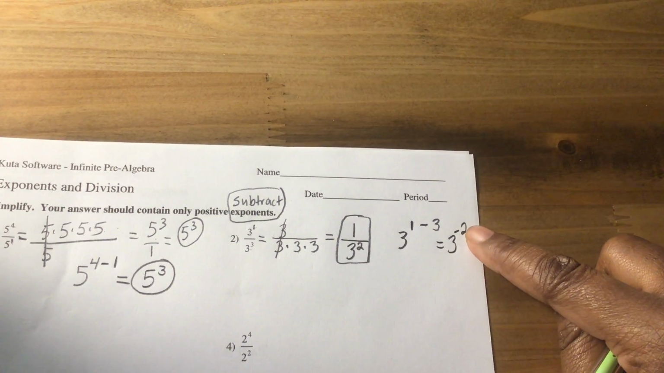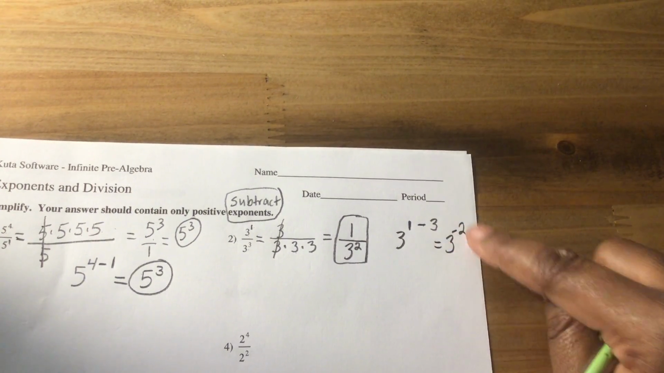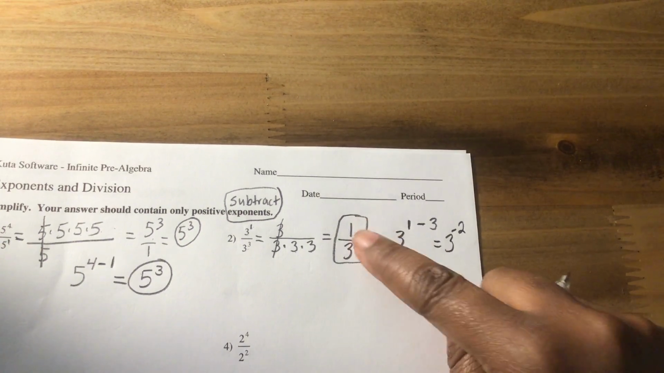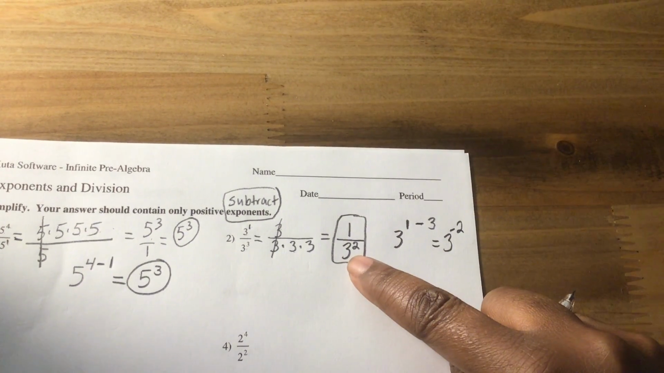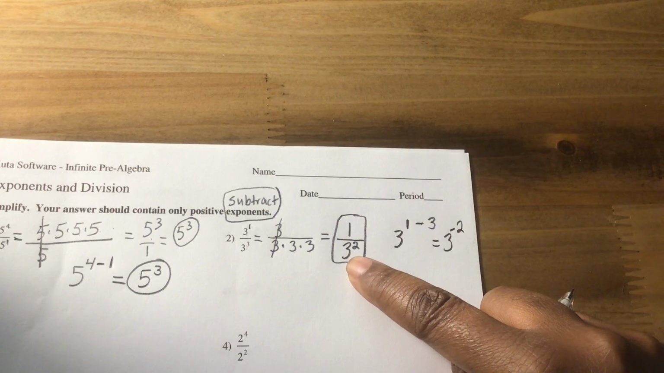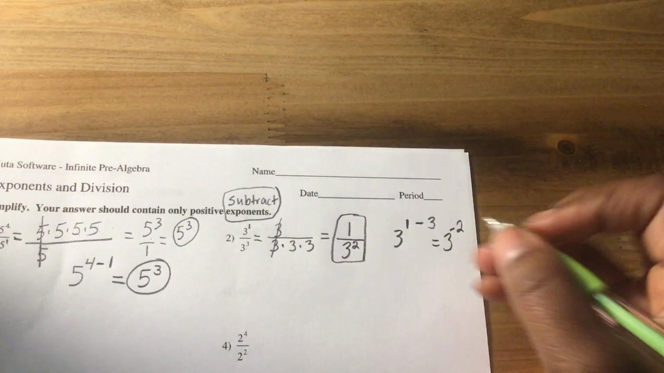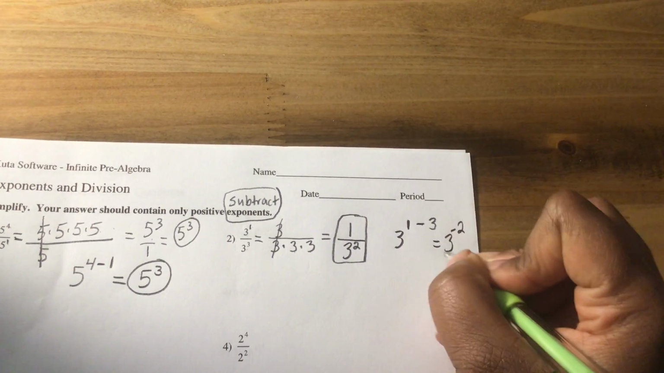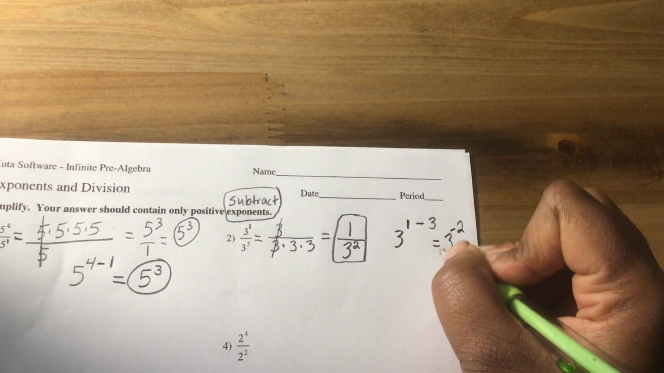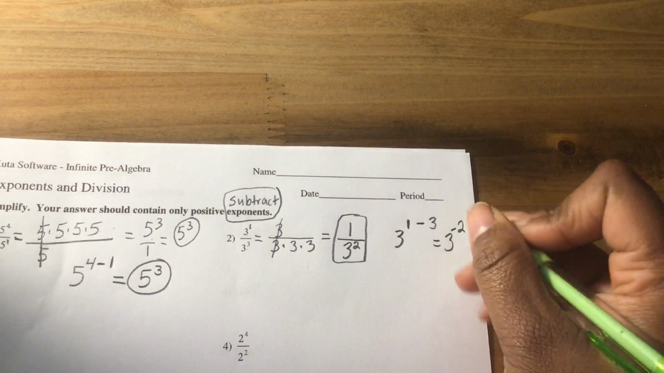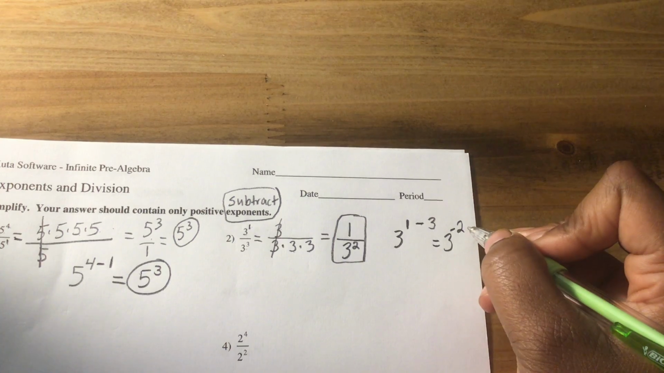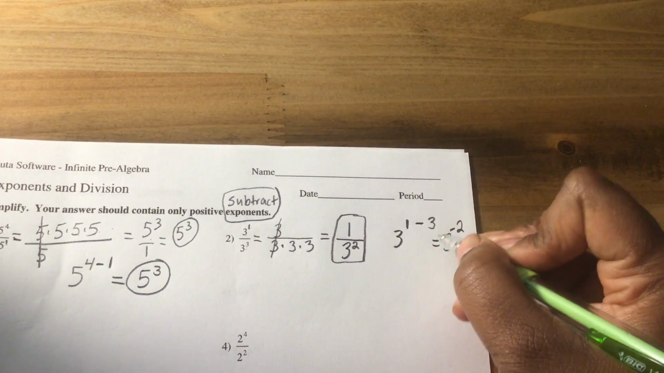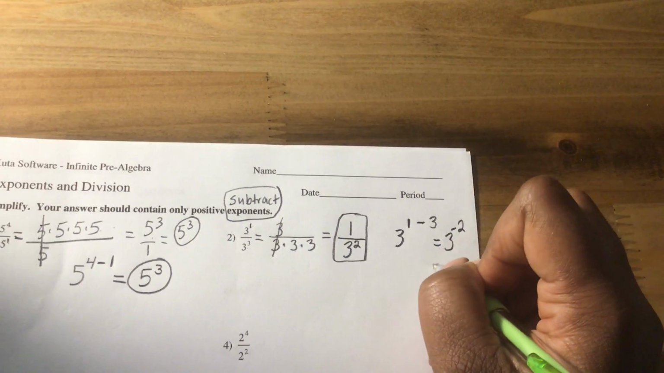When you have a negative exponent, you write this answer as a fraction, where you have 1 over now 3 to the positive 2. So you can't keep the exponent-base relationship. You can't keep it like this. You don't want a negative exponent. So in order to simplify this, you're going to write it as a fraction.